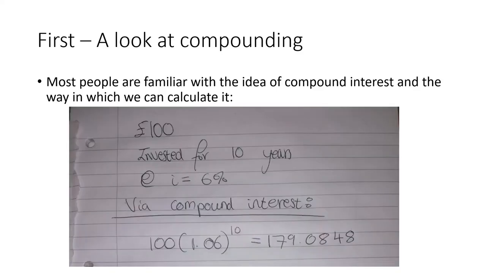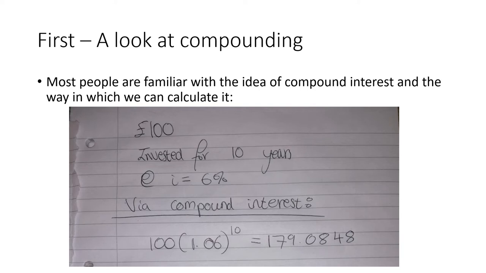So first of all, to understand discounting, we have to first look at compounding, and most people will have come across compound interest and the idea behind it. On this slide, I've got a very basic calculation to do with compound interest. Let's say, for example, I had £100. I wanted to invest it for 10 years and I was offered an interest rate of 6%.